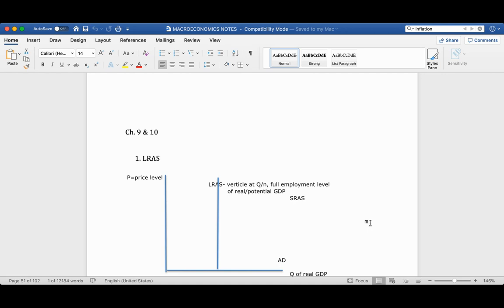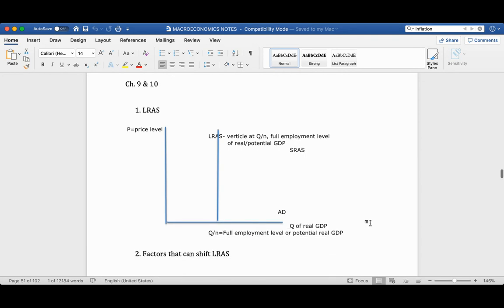Hi, today we're going to be talking about long run and short run macroeconomic equilibrium. So we're going to start with this graph. And you should notice right off the bat something new, and it's this vertical line. So the vertical line represents long run aggregate supply, which is going to be differentiated from short run aggregate supply.